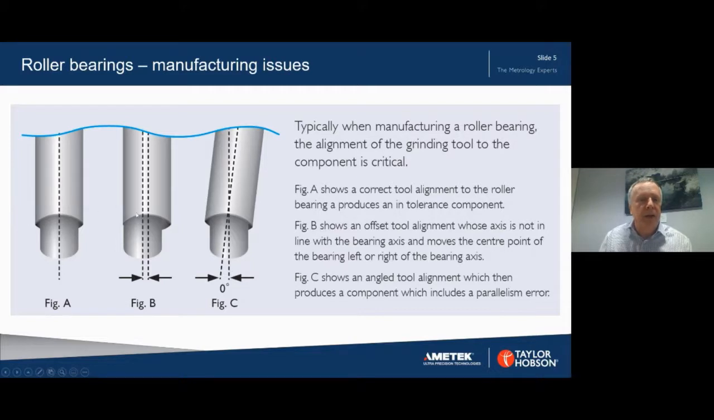In figure B, we can see that the tool is offset from the roller bearing here, and what happens is that this moves the center point of the bearing left or right of the bearing axis, and we can see the offset there. And in figure C, we can see that the grinding tool is angled to the axis of the bearing, and this would produce a parallelism error between the sides of the bearings, and we'll be looking at that as we go through just now.